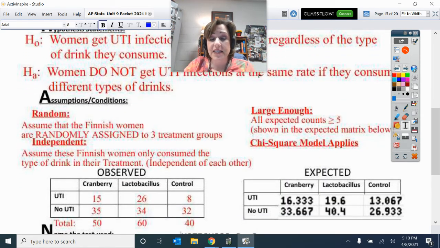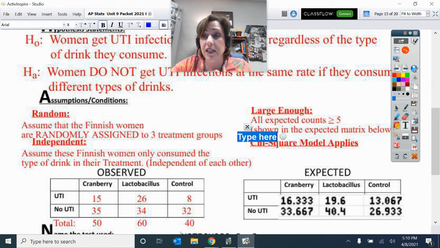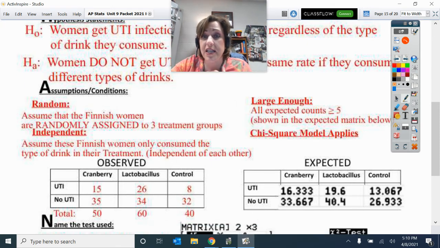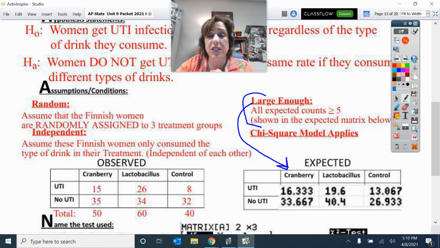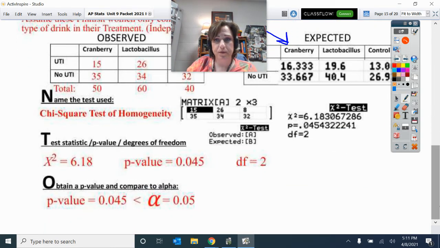So you show this. Hey, look, these are large enough, as shown in the expected matrix below, and that has to be there. You can't just say, wink, wink, take my word for it. No, it's always about proving yourself. So you prove yourself there, and that's what you got.